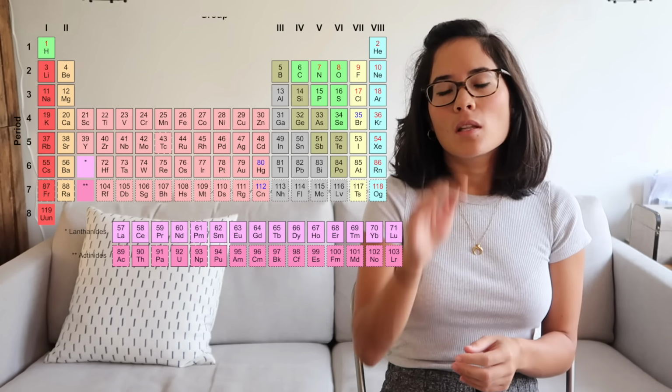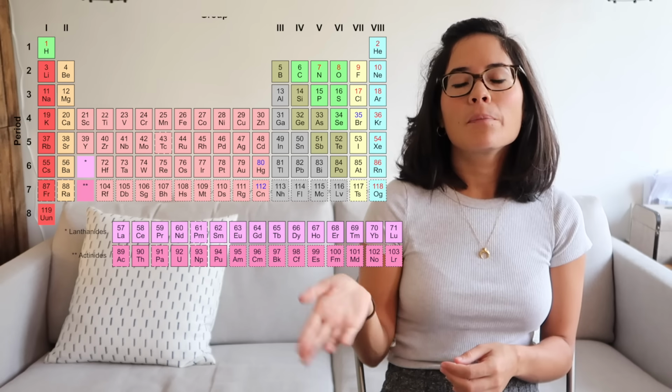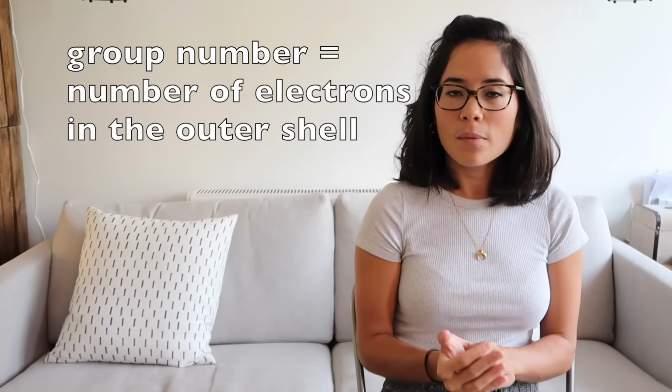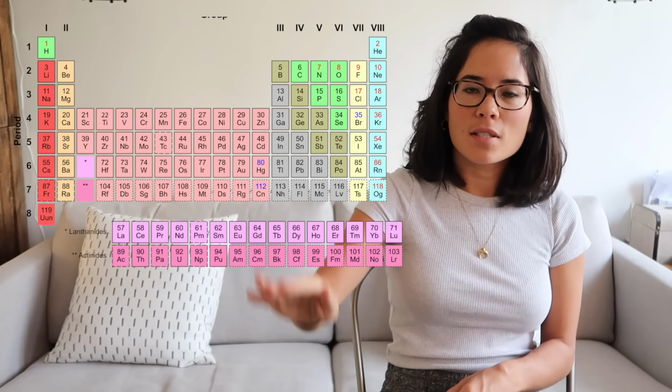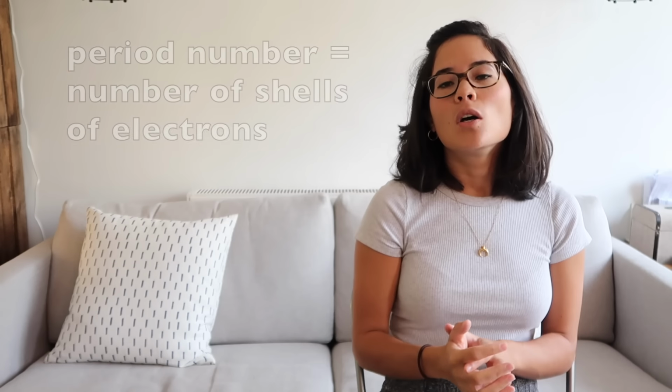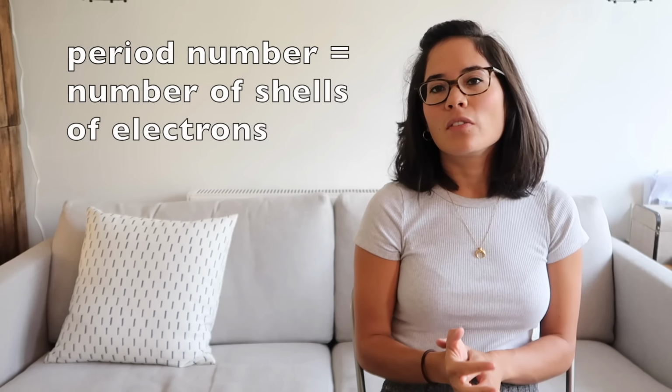Going back to the periodic table then, looking at group numbers and period numbers. The group numbers are the numbers that run along the top of the periodic table. The group number corresponds to the number of electrons in the outer shell. So group 1 elements will all have 1 electron in their outer shell. Now the period numbers run down the side and they refer to the rows, and the period number will correspond to the number of shells of electrons.